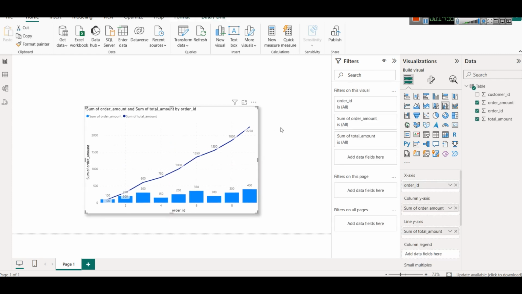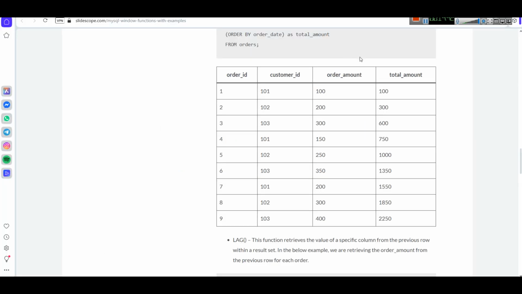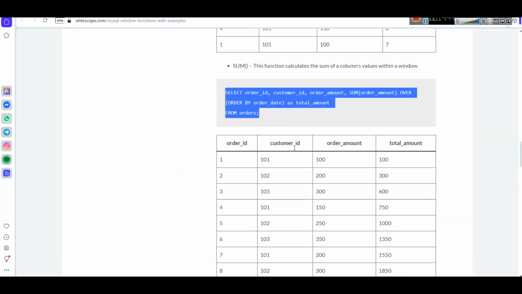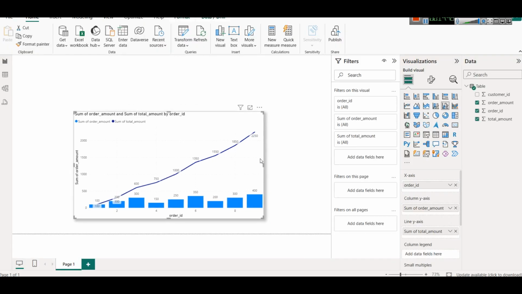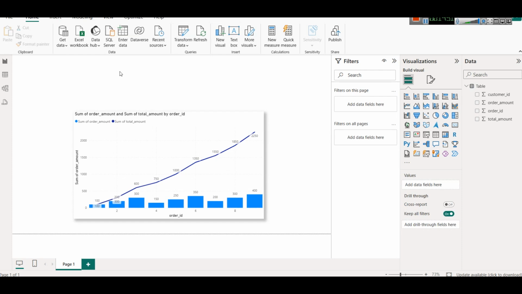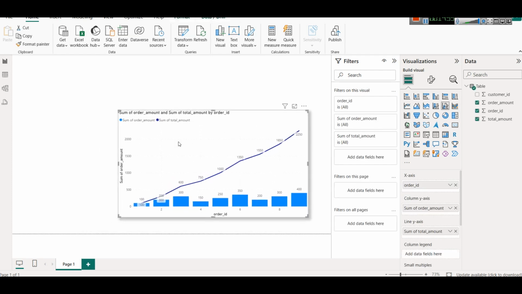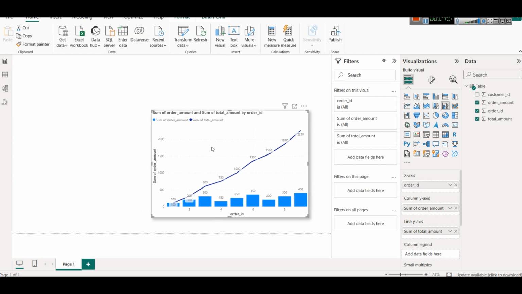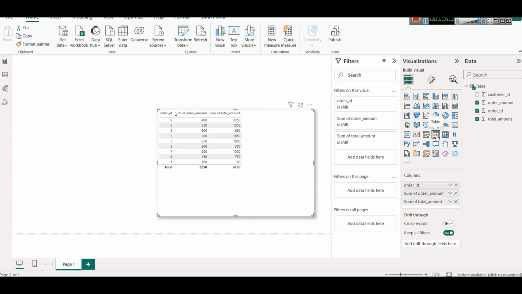And what is the query for this? You just saw the query. The query is: select order ID, customer ID, amount. So that's why SQL is very important. Obviously SQL is not giving us this chart directly, but at least SQL is giving us the answer like this.